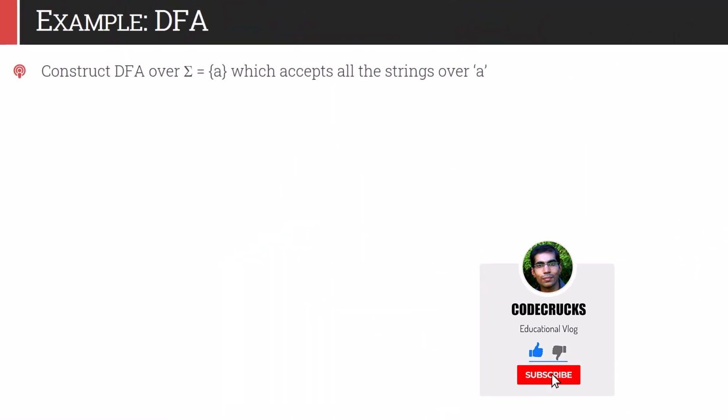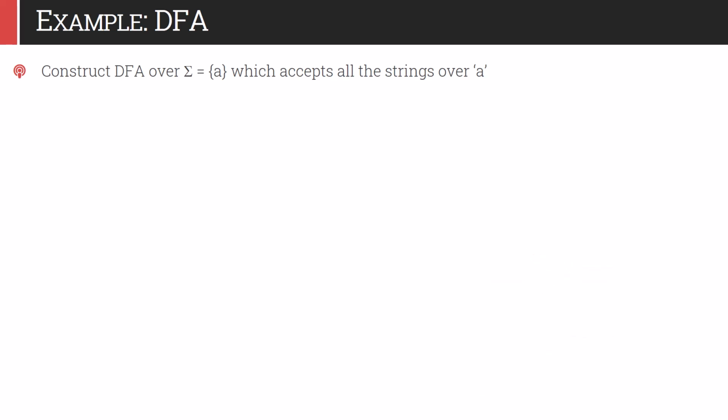Construct a DFA over alphabet set A, which accepts all the strings over A. So any string that we can formulate using A will be part of the language. So our language would be one A, two A's, three A's, four A's, and infinite A's. Any number of A's we can read. If we read the first A from Q0, it should be accepted because A is part of the language. We should always start with the minimal length string. So this is the minimal transition diagram.